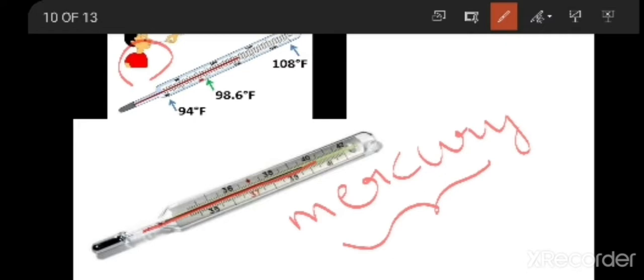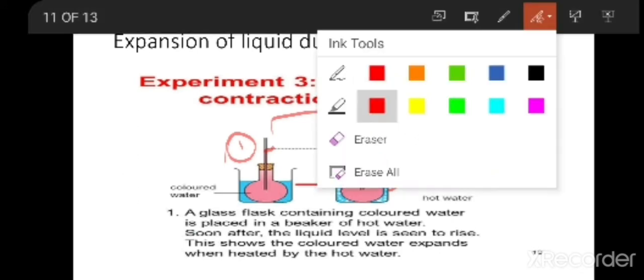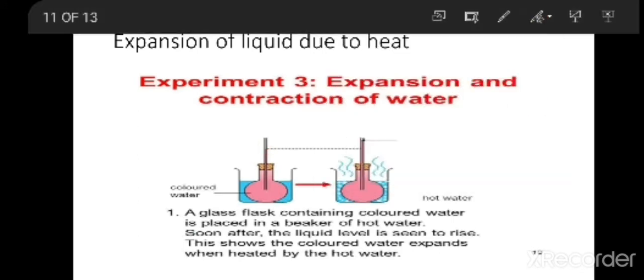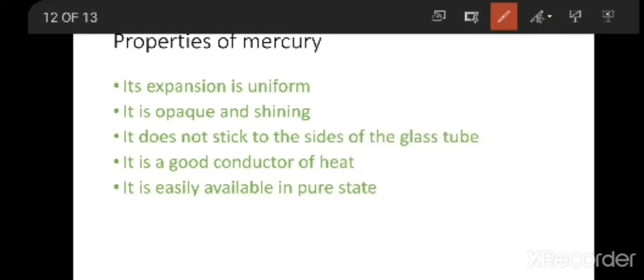And you might ask, here in the flat bottom flask we are using water only. On heating, the water level will also rise. So why is there a need to use mercury? We can even use water instead of mercury. But what happens if we use water, we are going to discuss now. First, let us see the properties of mercury. Mercury is opaque, and mercury is shining.